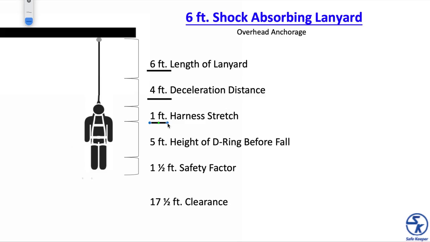Add 5 feet for the height of the D-ring before the fall. And add your safety factor of 1.5 feet. The lower level would need to be 17.5 feet below the anchor point in order to protect the worker for the 6-foot shock absorbing lanyard.